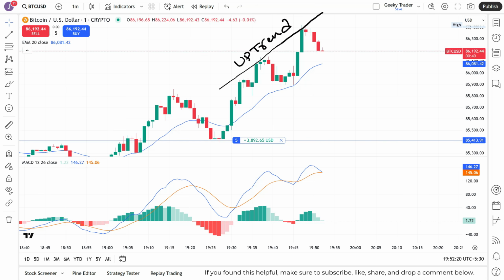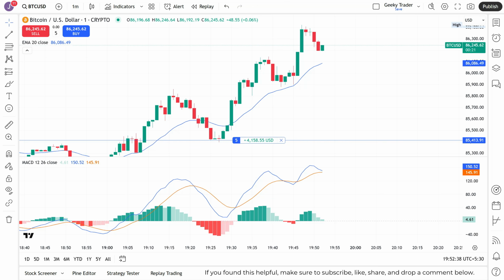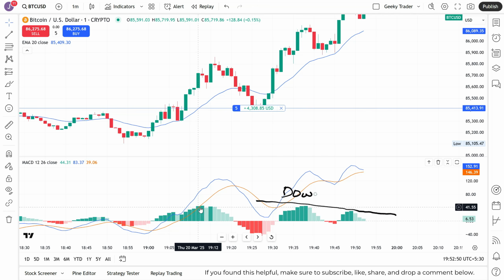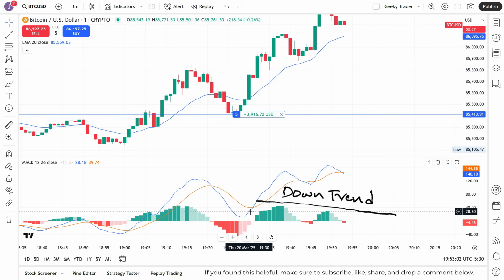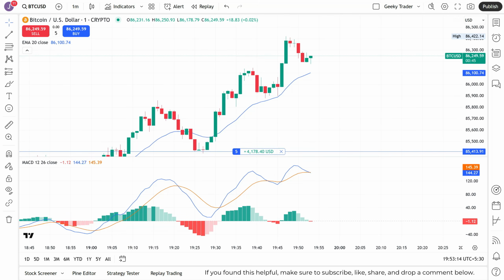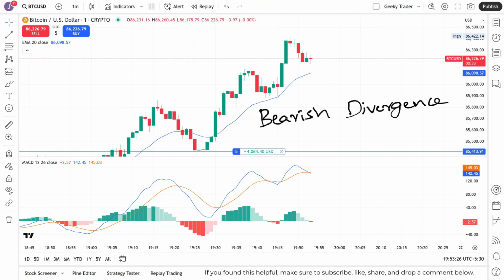Now let's shift our focus to the MACD histogram. Here, I did the same thing. I connected the first and second maximums of the histogram. But this time, the second maximum is actually lower than the first one, forming a downtrend in the histogram. When price is making higher highs, but the histogram is making lower highs, this situation is called bearish divergence.